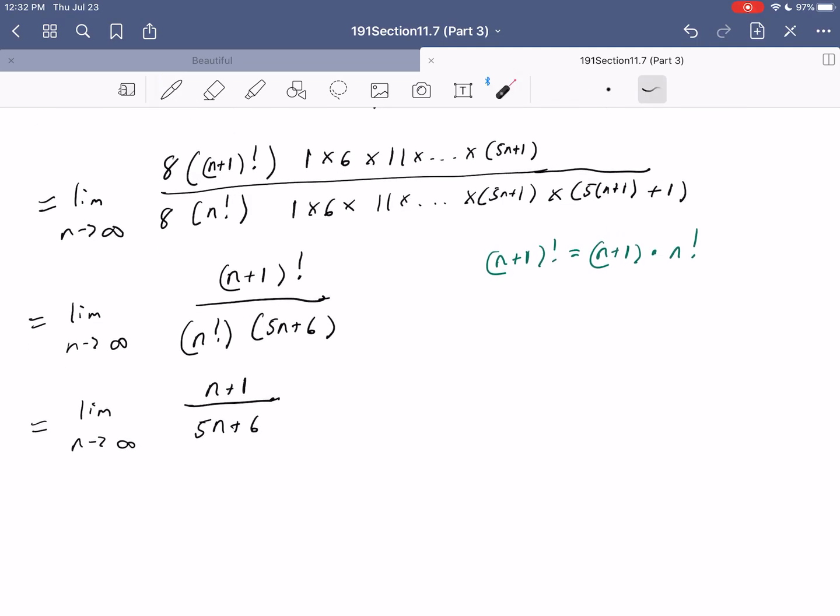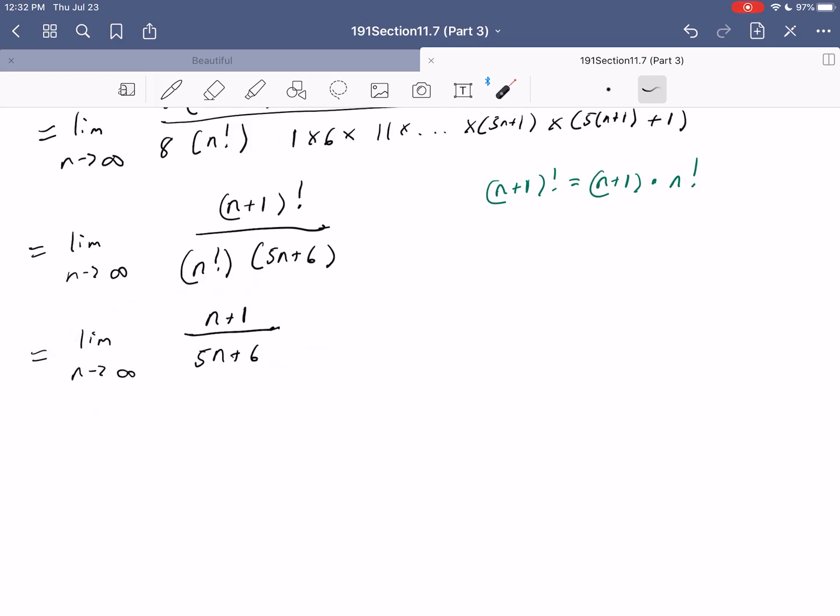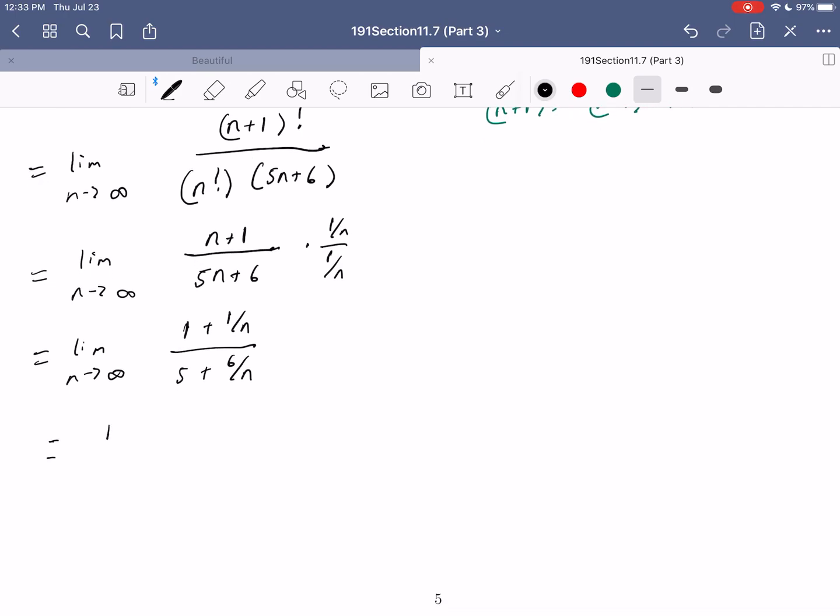So there we go. Now we have this limit. This is very easy to figure out here. We can just go ahead and multiply by 1 over n, and we should see that we have the limit as n goes to infinity of 1 plus 1 over n, over 5 plus 6 over n, and of course that is going to be 1/5. What do we care about here? Well, we're doing ratio tests. Remember, for ratio and root, we compare the limit against 1.